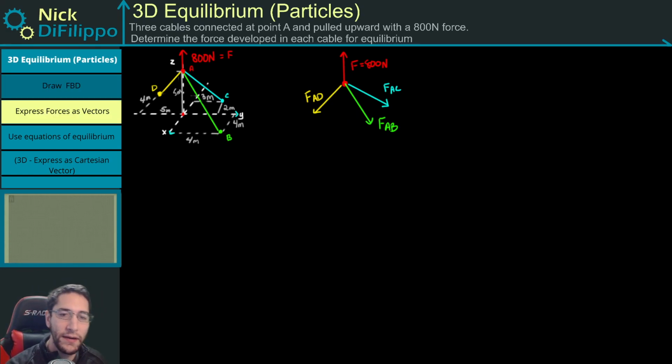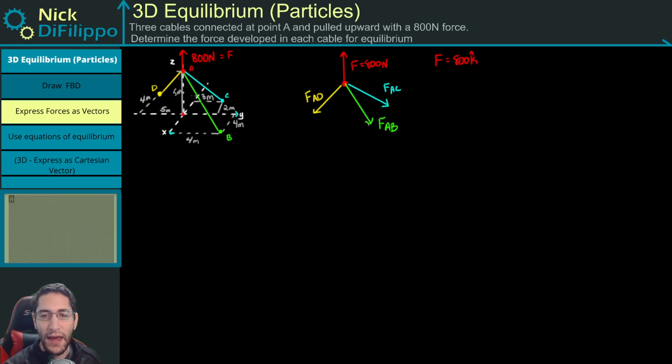After I draw this free body diagram, what I want to do is express all of my forces as vectors. Now this force F is the easiest. This force F is being applied upward, which is in the positive z direction. So my force F is going to be equal to 800 k.